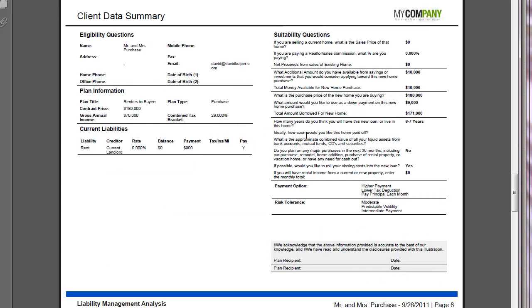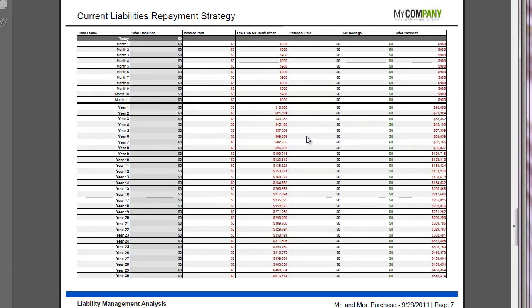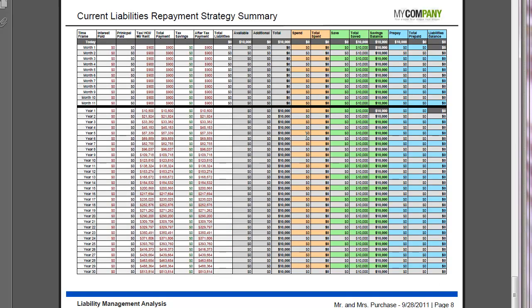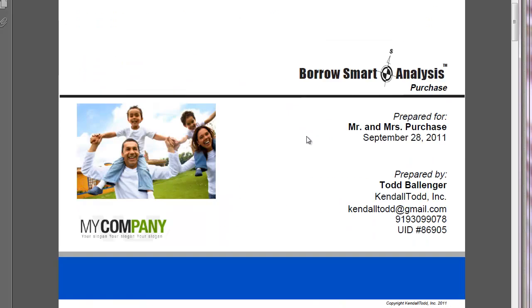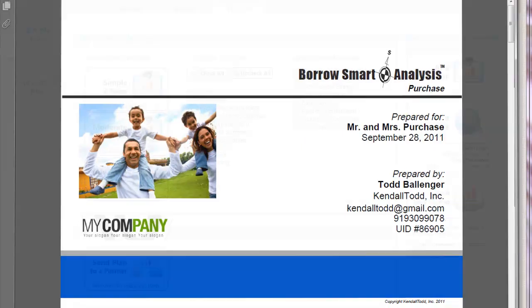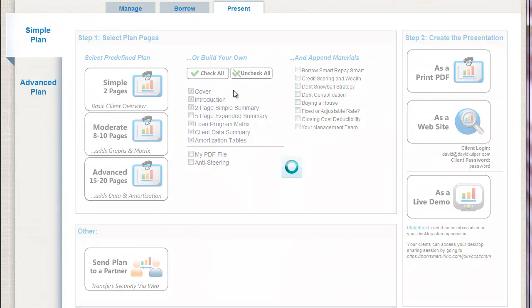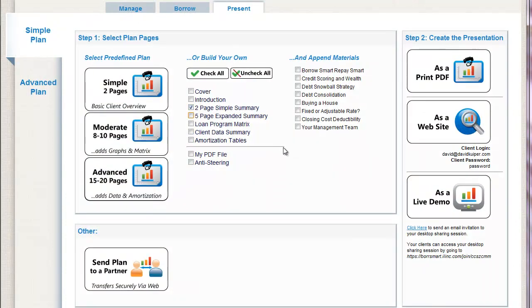But you've also got these other pages for support if you need them. And we'll go through and provide you some basic information here. This was on a simple plan. If I'd done an advanced plan, this would be a much more comprehensive plan. But I now have that ability to create something really, really simple. If I just want to come in here and create a 2-page plan for my client, I can do that.